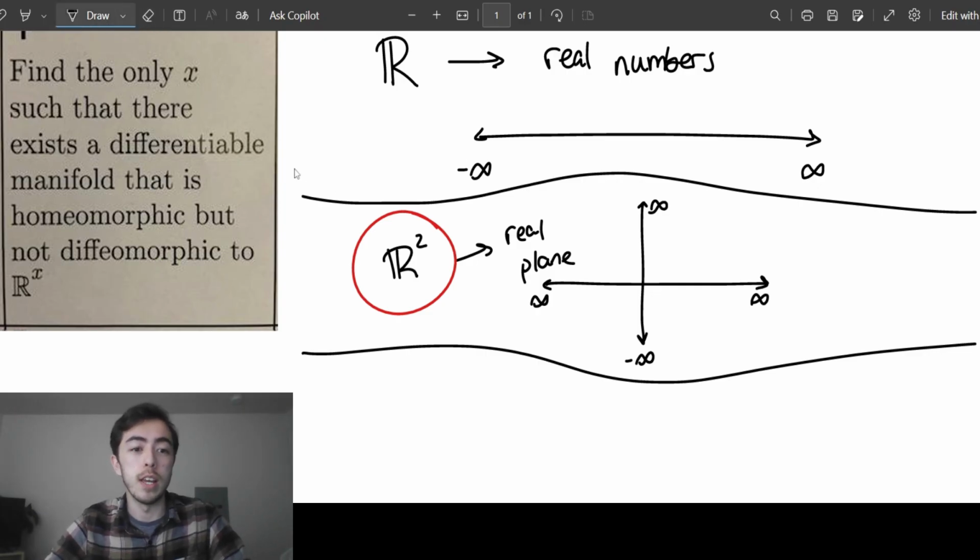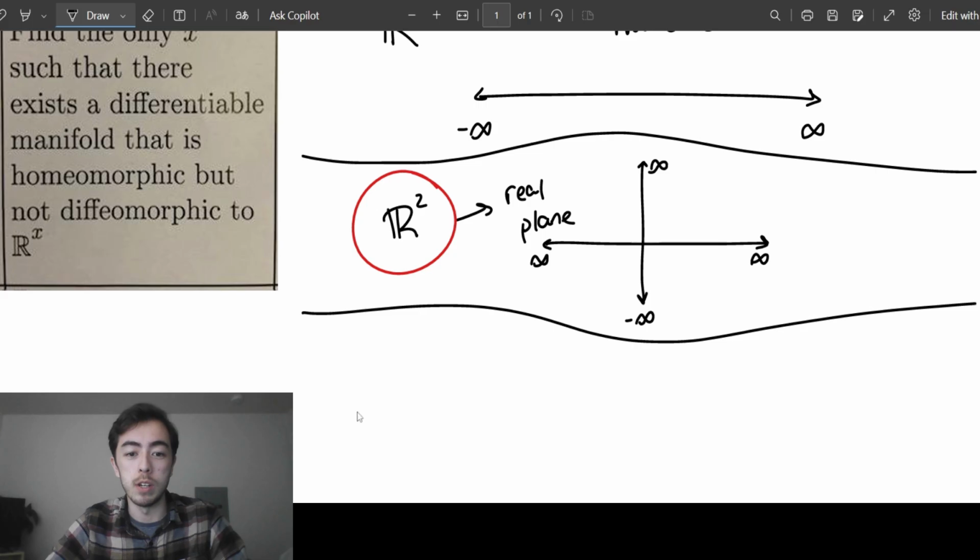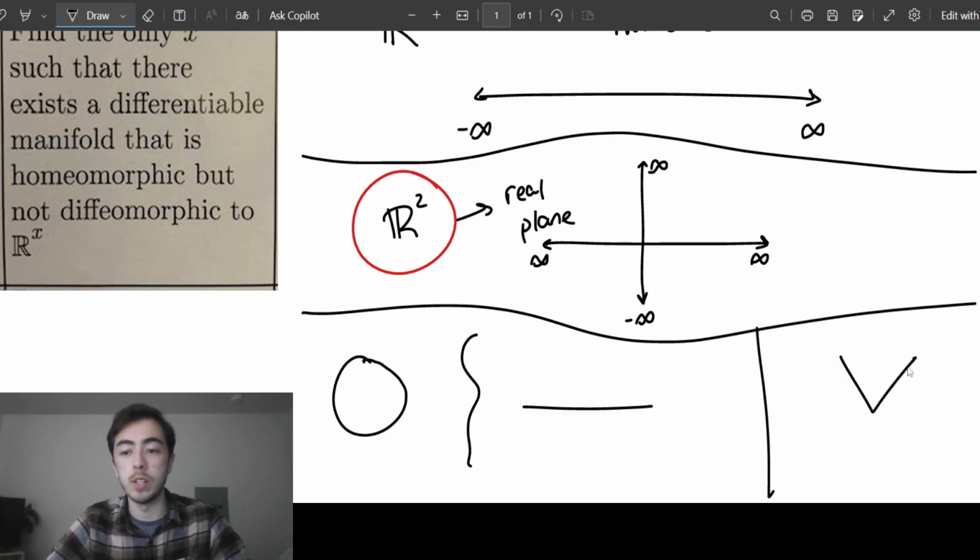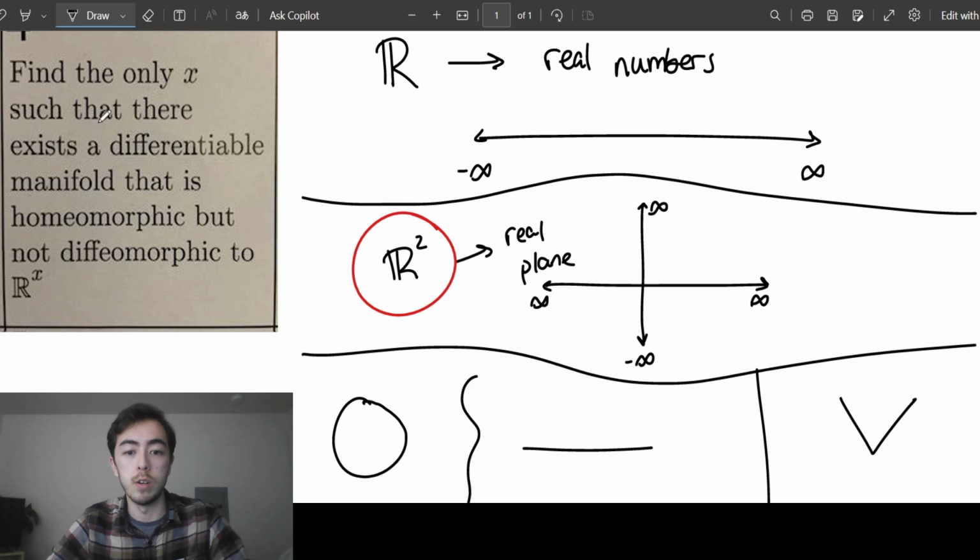We're trying to find a differentiable manifold. So here, let me draw a few examples of differentiable manifolds. We could have squiggles, we could have circles, we could have lines, just things that we can't have right now, or things with creases in it. So hopefully one of these differentiable manifolds, and we're seeing if it's homeomorphic, but not diffeomorphic to R1, as in it has the same structure as R1, but I can't get there in a smooth way.